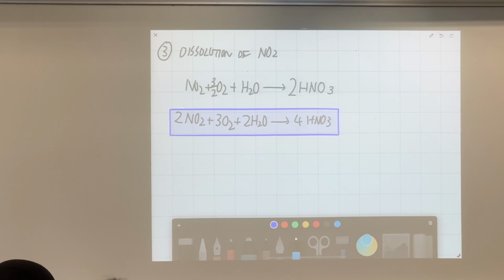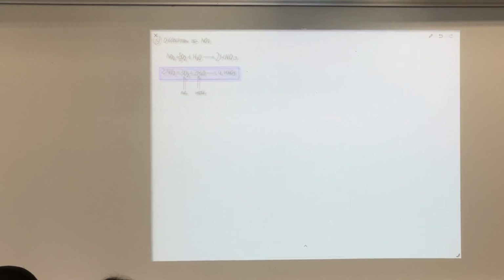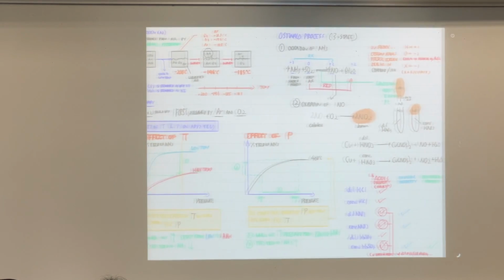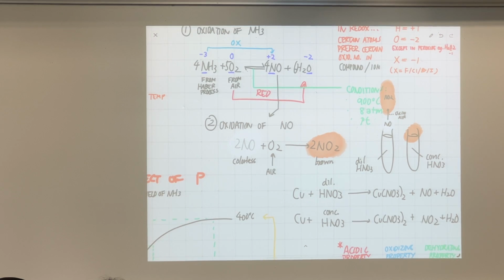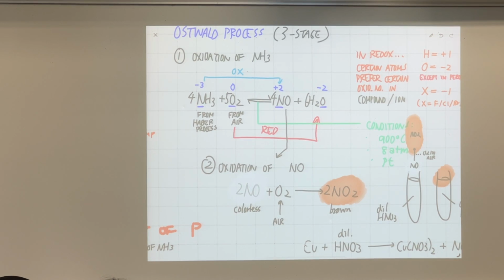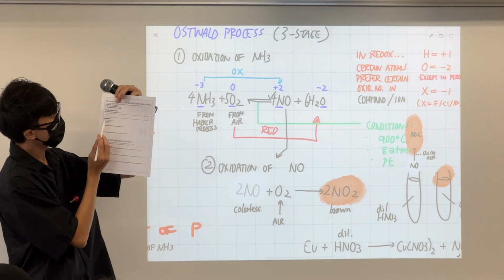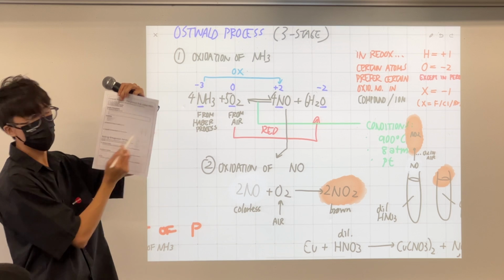This dissolution of nitrogen dioxide needs air and water, so put those down. But what about step 2? Do you need air or water or both for step 2? Air only. So put air down for step 2, you don't need water. And for step 1, you will also need air. So the oxidation of ammonia uses air, the oxidation of nitrogen monoxide also uses air, and finally, you use both air and water.